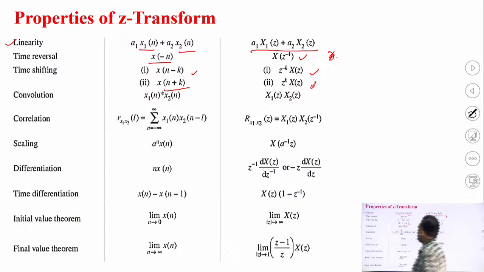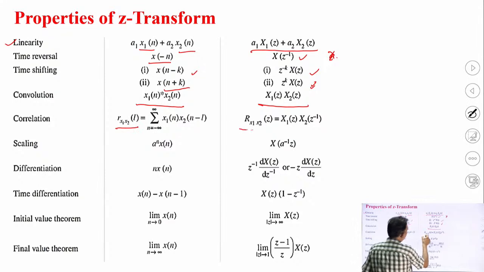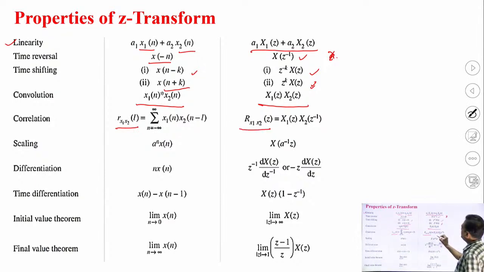Now the convolution property: x1(n) convolution x2(n) means convolution in time domain corresponds to multiplication in z domain, so this can be written as X1(z) into X2(z). Then the correlation property: according to the correlation property, r x1x2(l) will be equal to R x1x2(z), or you can say simply you will take the z transform of the first sequence and the z transform of the second sequence, and in the second sequence you will replace z by z to the power minus 1, and you will get the value of correlation. Then the scaling property will be there.